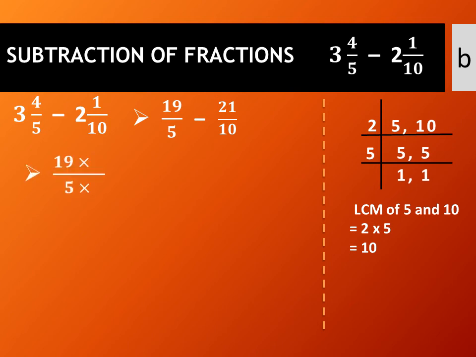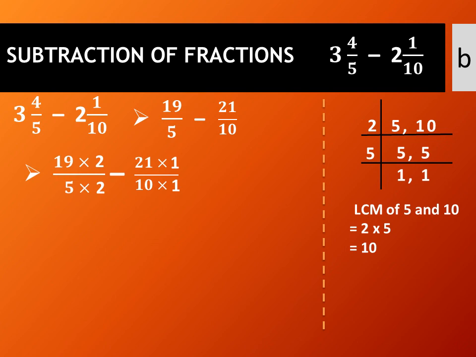Our first fraction is 19 upon 5 and we want 10 at the place of denominator. So which digit will you multiply to bring 10 in the denominator? Yes, the answer is 2 because 5 2s are 10. So we multiply numerator and denominator by the same number 2. Then write the minus sign as it is. The second fraction is 21 upon 10 and we want 10 at the place of denominator. So which digit will you multiply to bring 10 in the denominator? Yes, the answer is 1 because 10 ones are 10. So we multiply numerator and denominator by the same number 1.